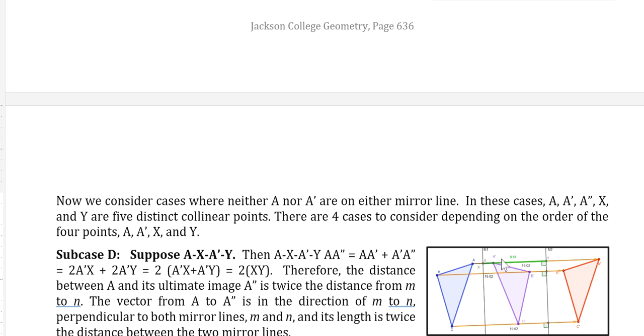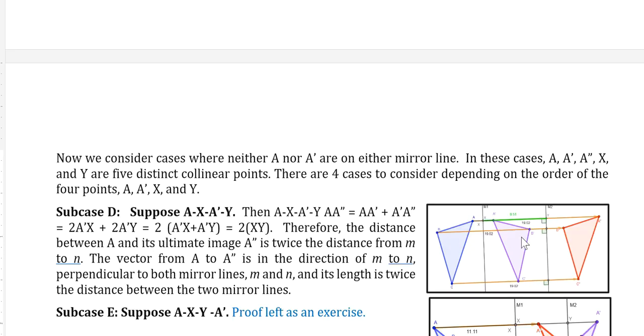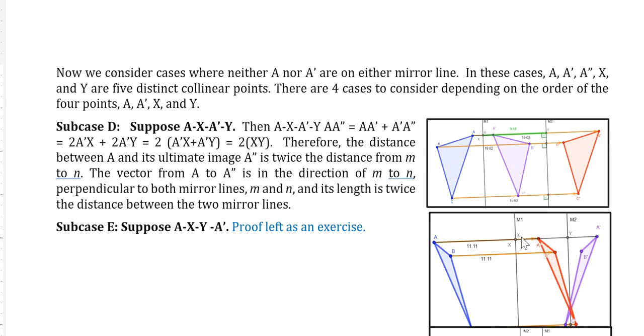And so once again, the whole distance, you can see this one is the same as that, that one's the same as that one. So the whole thing is twice the distance between the two lines, just what you need. I'm going to leave the details of this one as an exercise, but I think I have the right picture here. A, X, then Y, then A prime.